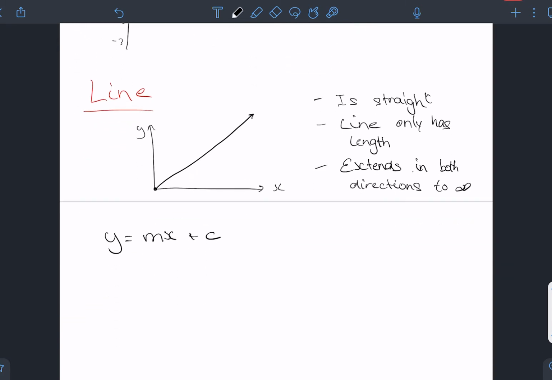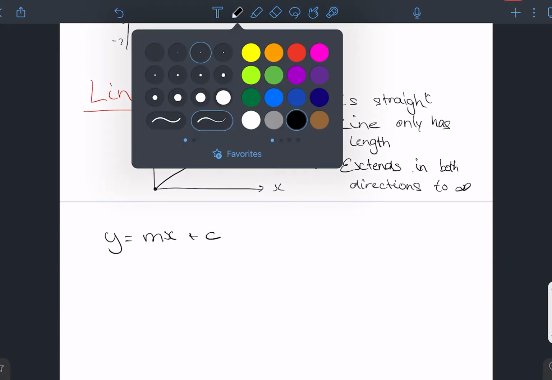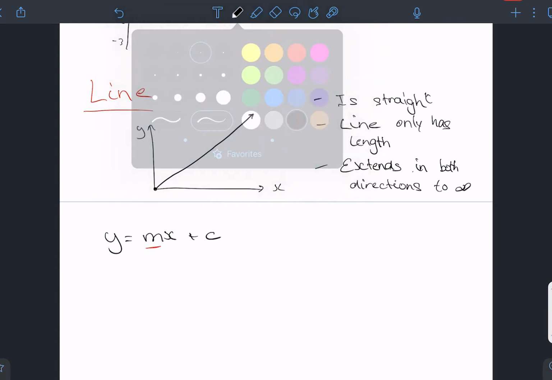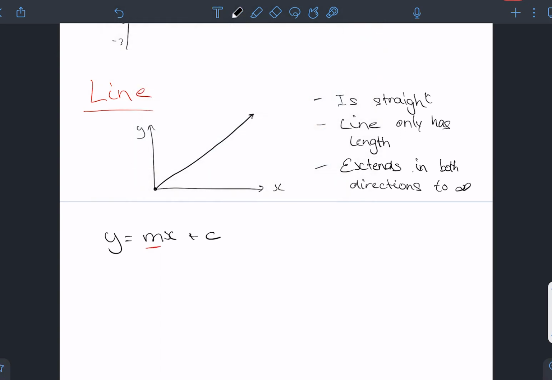But now let's look at this m. What does this m mean? Now, when we look at the line, we can see that our line almost travels at an angle. And this angle or this slope is what we call our gradient. And this gradient is depicted as m. So m refers to the gradient.